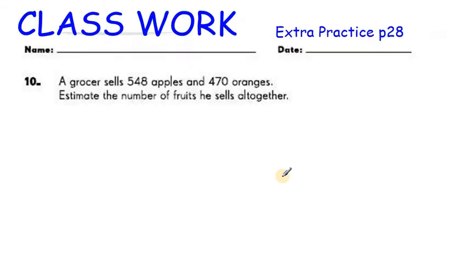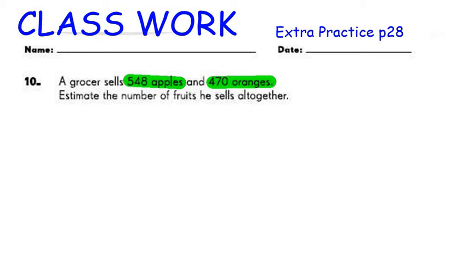I want you to think and decide what should be marked green. A grocer sells 548 apples and 470 oranges. Estimate the number of fruits he sells all together. Well, I hope you picked 470 oranges, 548 apples. What are the math actions we're going to take here?